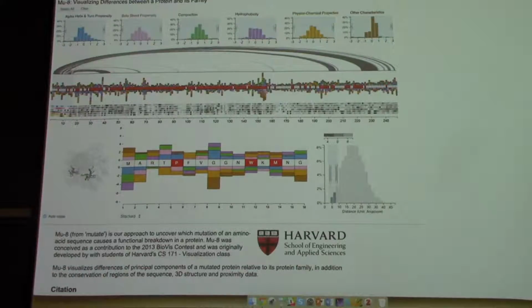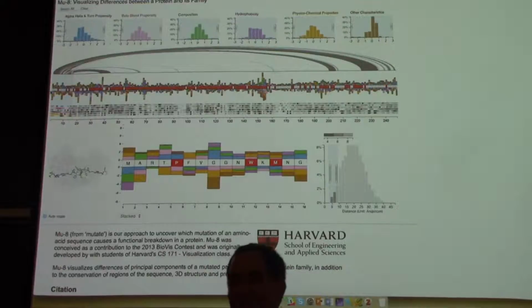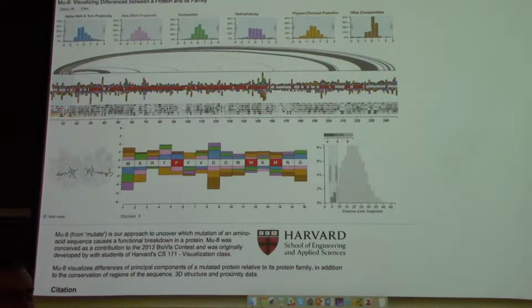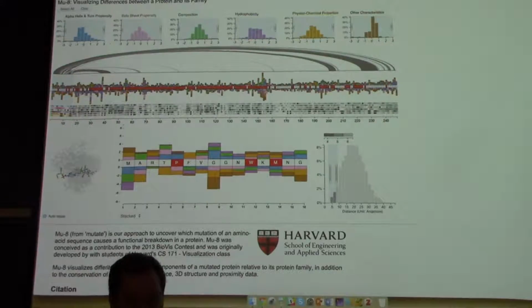And then we plotted here, for every single amino acid, a bar that showed us how much the principal component deviates from the natural protein, from what you would find, what we call the reference protein. And the theory was then that you have a functional breakdown whenever you have these very high peaks.